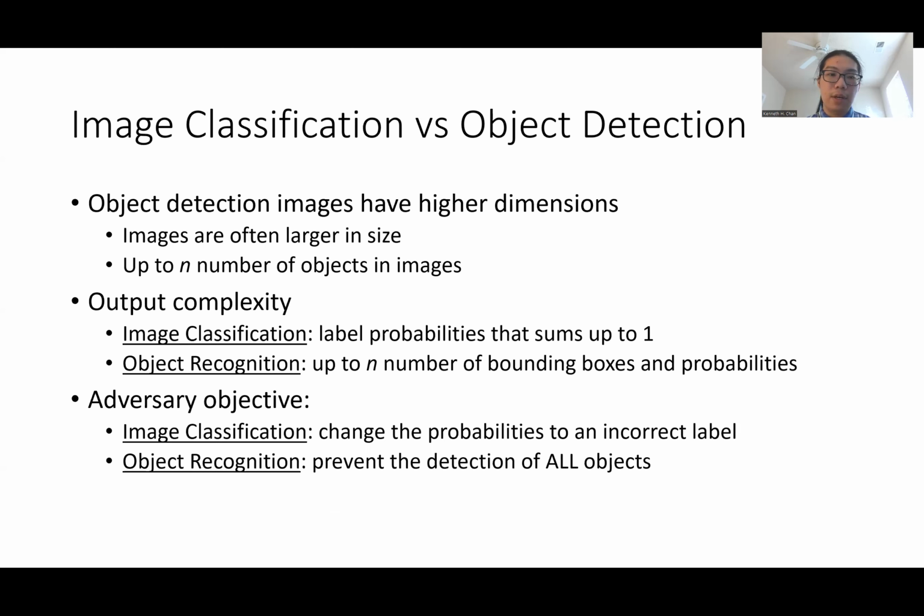In object detection, we're instead interested in being able to detect up to n objects in these images. We would like to draw bounding boxes around these objects correspondingly, and also give the probabilities of the labels. For the adversary, the assumption is also different. In image classification, we're interested in simply changing the label into an incorrect one. So we simply have to change the probability of an incorrect label such that it is greater than the correct label. In object detection, we would like to prevent the detection of all objects in that image.